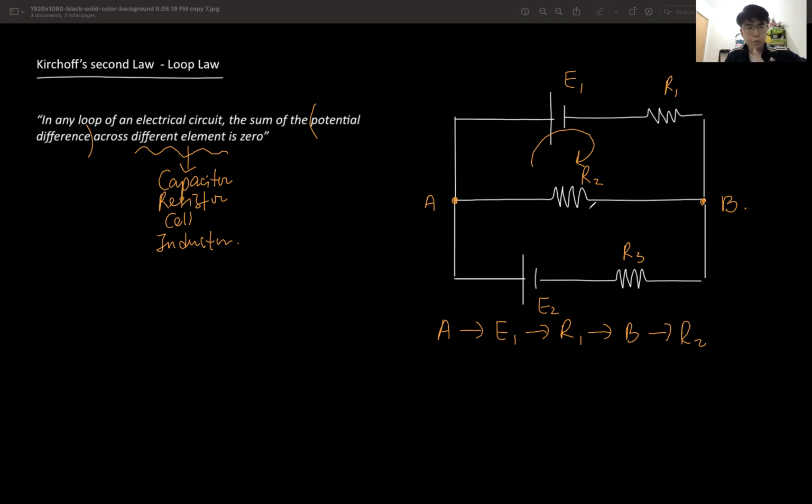Okay? Before you do Kirchhoff's second law, you always want to do the first law. That means you need to label the current first. Remember, before you start doing any calculation, the first step, what is the first step? You have to complete the first law. You need to label the current first. Okay, remember that. So we label the current at the junction, okay? So let's just call this current I3. This is I1. This is I2.